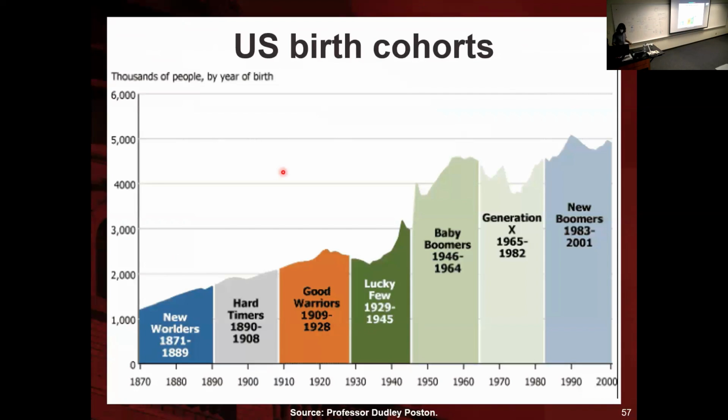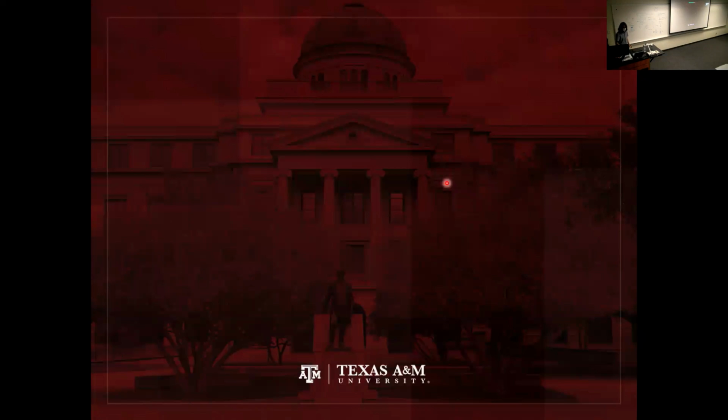Another way to show that: there was a trend and increase in the overall number of people born per year because the population increases overall. Mortality declines, people live longer, and even with similar levels of fertility, you have an overall increase in population. But then you have this jump from the lucky few to the baby boomers, all right? It's the same way to show that previous graph in another way.